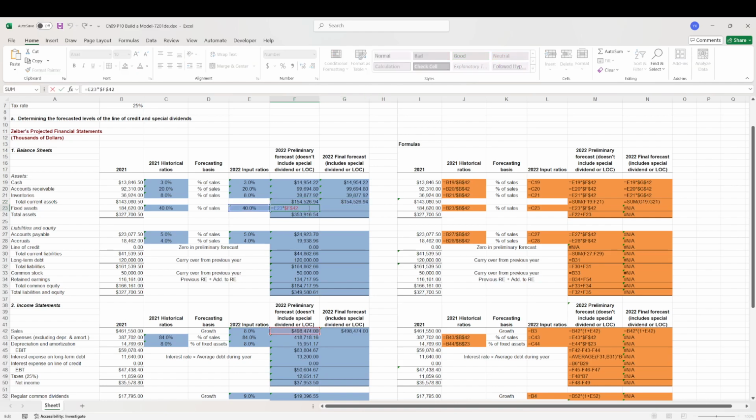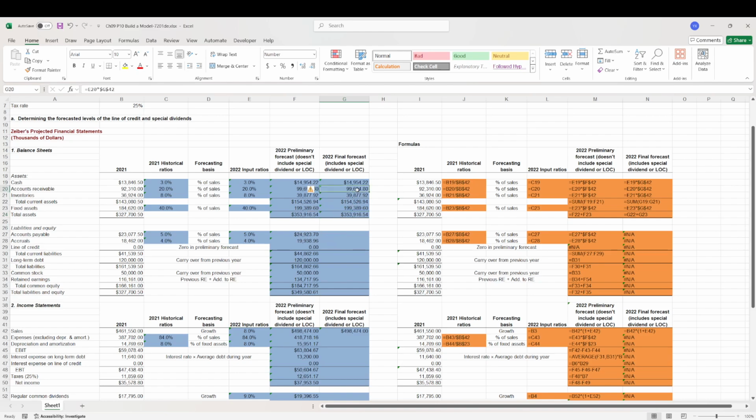The fixed assets, it's the same thing. It's going to be a percentage of the sales number that we got down here, right? A percentage of sales. And then this is the same thing. I can copy and paste. I got the total sales, sorry, total assets. Once again, the number does not change.